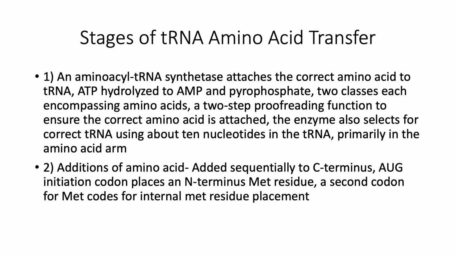The AUG initiation puts an N-terminus methionine residue, and the second codon for methionine codes for any internal methionine residue placements. The initial is methionine, and methionine can occur at any point after that in the growing protein strand.